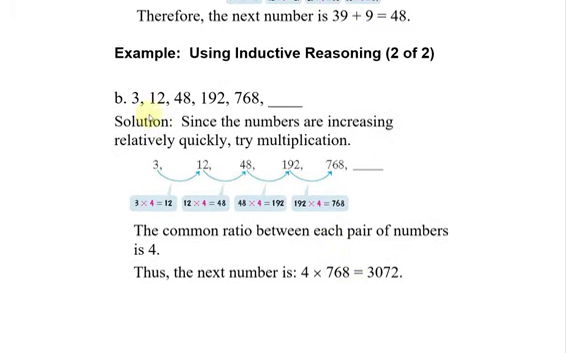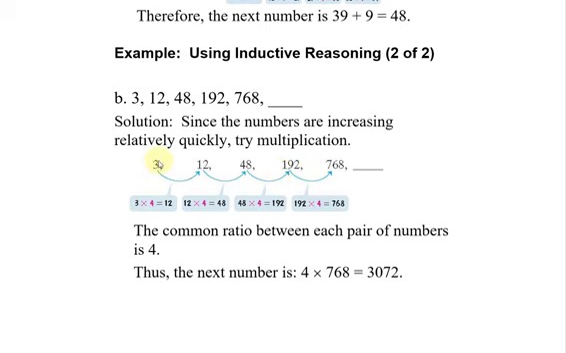The same thing in this case: we are also using inductive reasoning, but because the numbers are increasing quickly, we cannot add a number to get to the next value. Because this is increasing quickly, we can try to multiply.